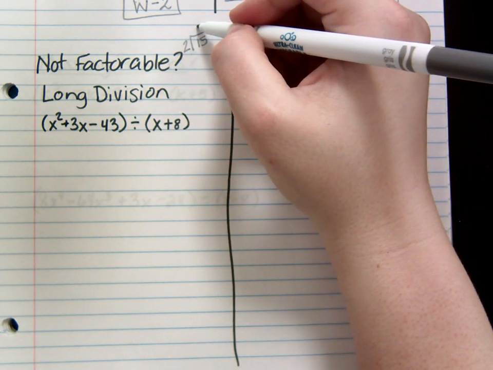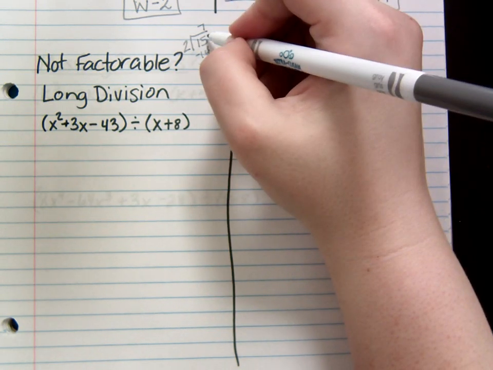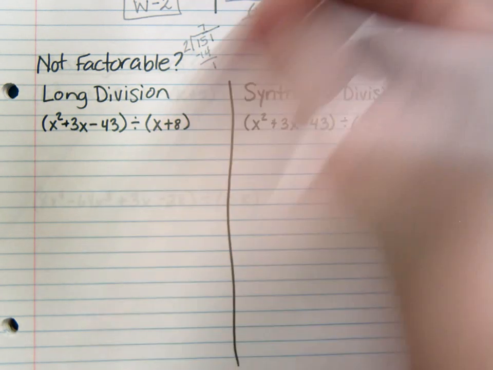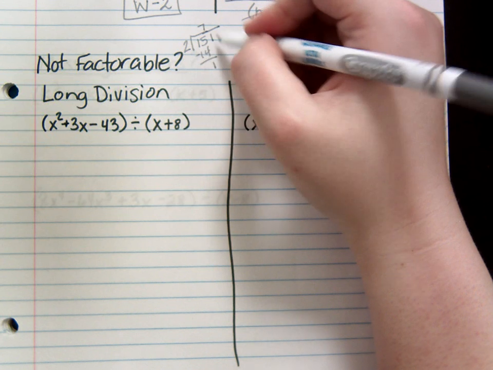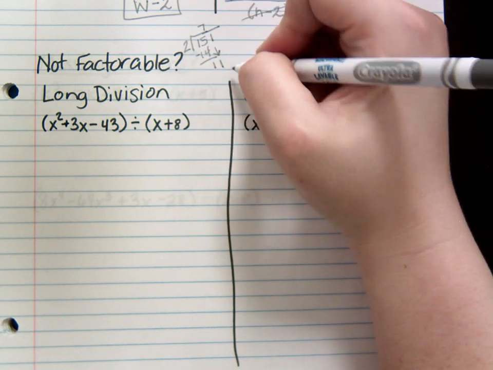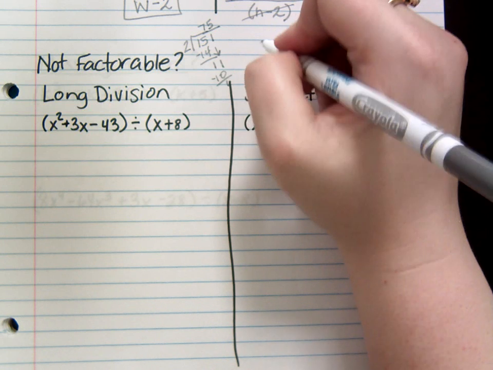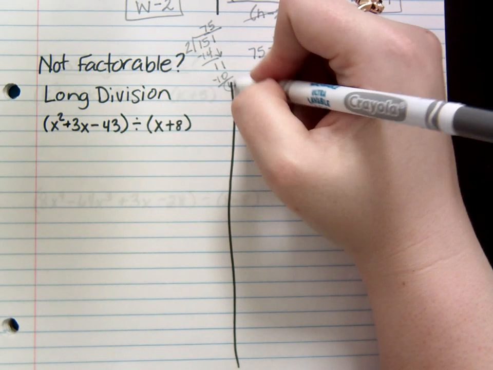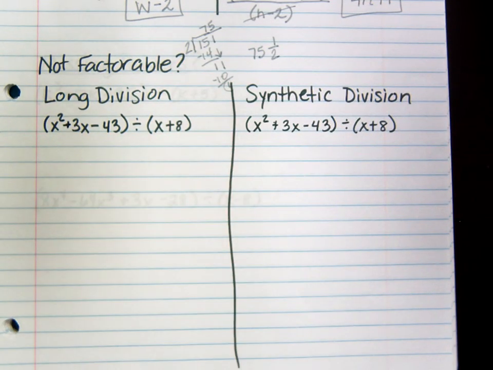2 goes into 15 7 times. Actually, let's make this 151, just to make it a little bit better. 2 goes into 15 7 times, subtract, bring down the 1. 2 goes into 11 5 times, 1 left over. So the answer is 75 and 1/2. You put your remainder over what you divided by. We're doing something similar here.